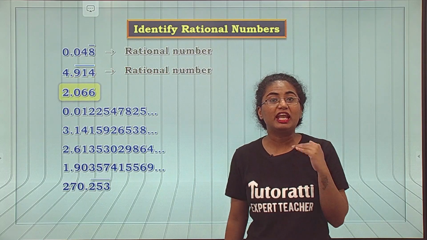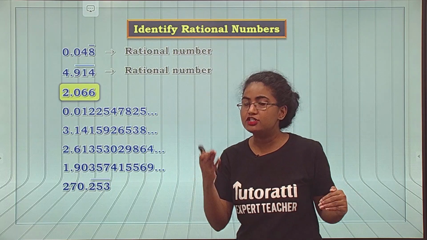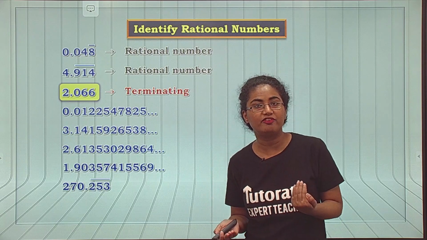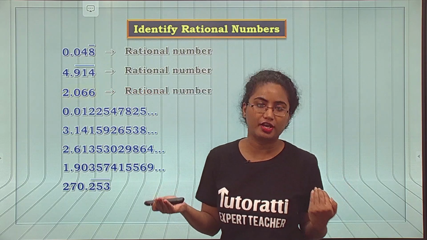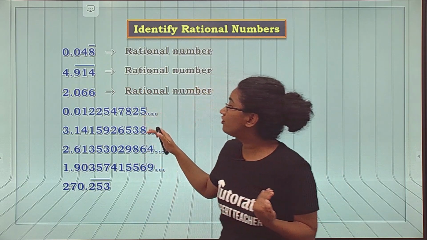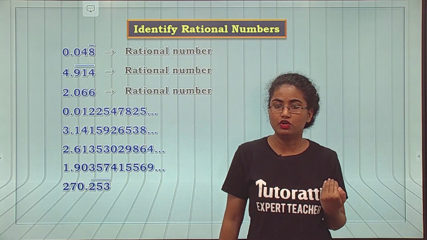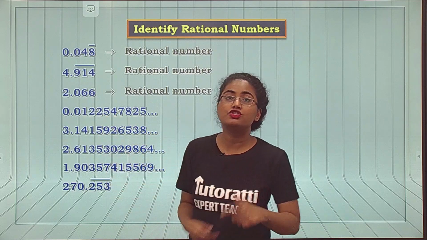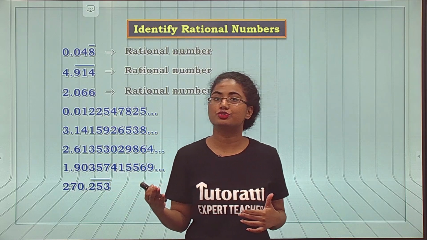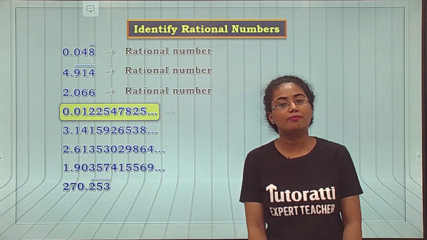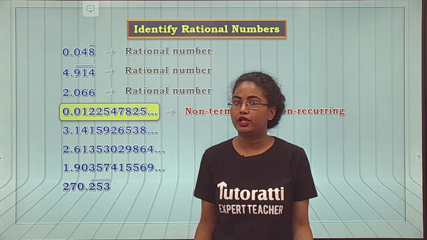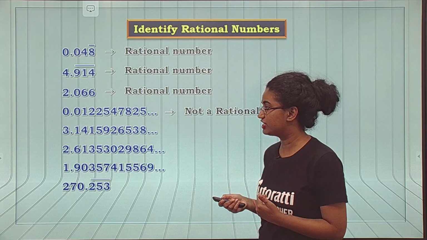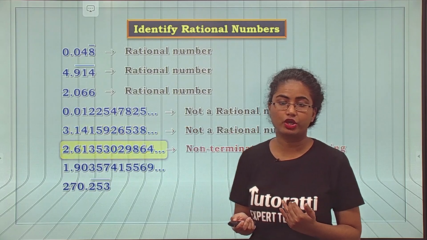Then अभी ये खत्म हो रहा है. The decimal ends after the second 6. So this becomes a terminating type of decimal, which is also a rational number. Example number 4, 5, 6, 7. If you take a look at these, they are not ending anywhere and no particular digit is being repeated. So such type of numbers, non-terminating and non-recurring type, they are not a rational number. These are not rational numbers, okay?